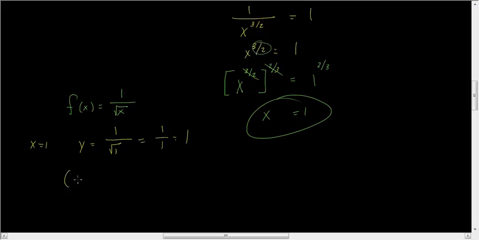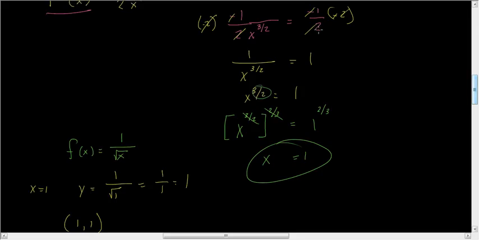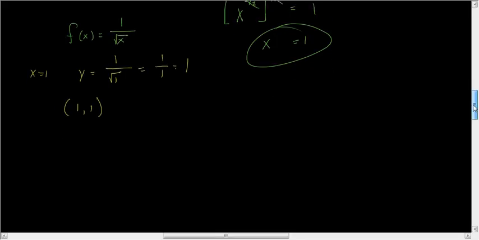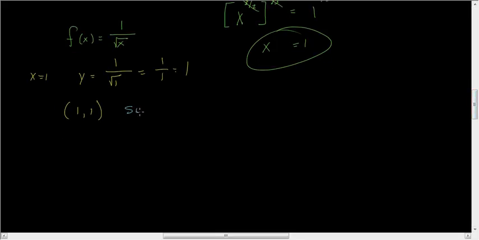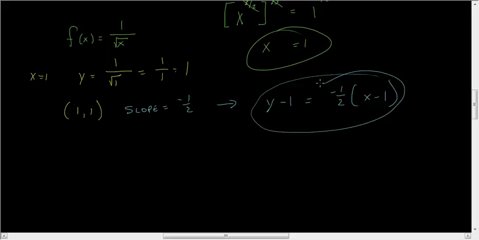Now I have a point, I have a slope. There's my slope. My slope was that negative 1/2. So there's my point. My slope equals negative 1/2, right? Put those two things together, I get y minus 1 is equal to negative 1/2 times x minus 1. And there it is. There's our line tangent to 1 over root x, but it's also parallel to the line x plus 2y minus 6 equals 0. And that's how you do it.